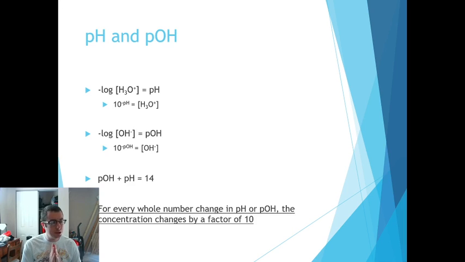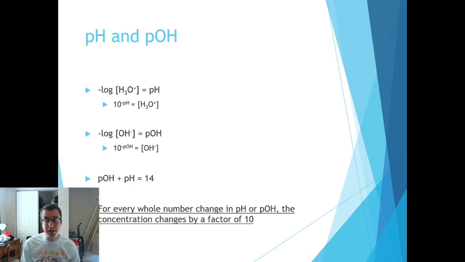So a few equations we can use. The first one is minus log of [H3O+] equals pH. By the way, anytime you see brackets around something, that's indicating that it is the concentration. The concentration unit that we're going to be using for pH stuff is molarity. So if you ever need to calculate that, remember molarity, the big M, equals moles of solute over liters of solution.